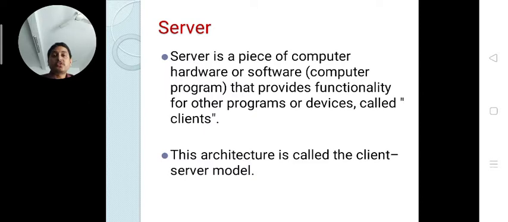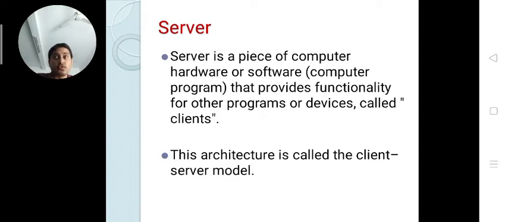So let's talk about servers. We are discussing topic-wise, whatever topics are in your syllabus. Servers. In our syllabus we have web servers, but before discussing the web server we should know what a server is. One who serves is known as a server.